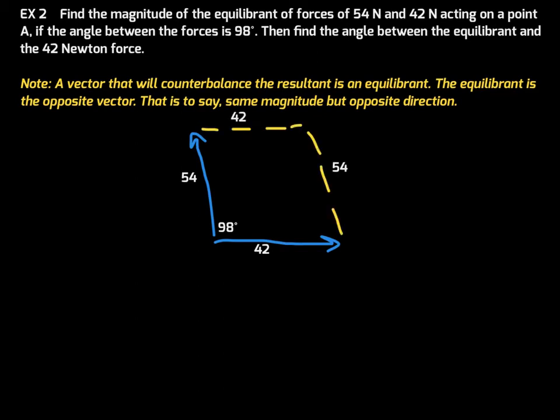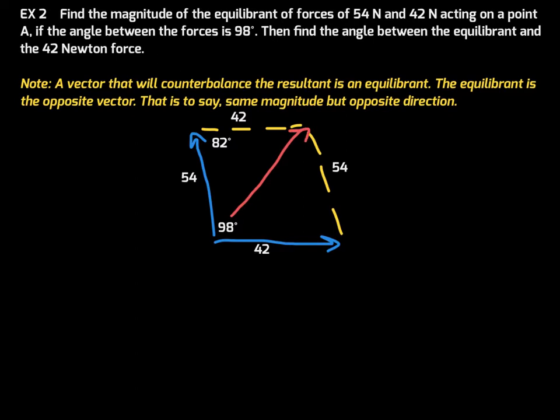Okay, I've created my parallelogram with opposite sides being equal. Now, don't forget that the adjacent angle of 98 degrees is the supplement. So the supplement of 98 degrees is 180 degrees minus 98 degrees. So that will be 82 degrees. All right, now what I'm going to do is draw the resultant. The resultant will be drawn from the common initial point across the parallelogram. So something like this. There's the resultant.